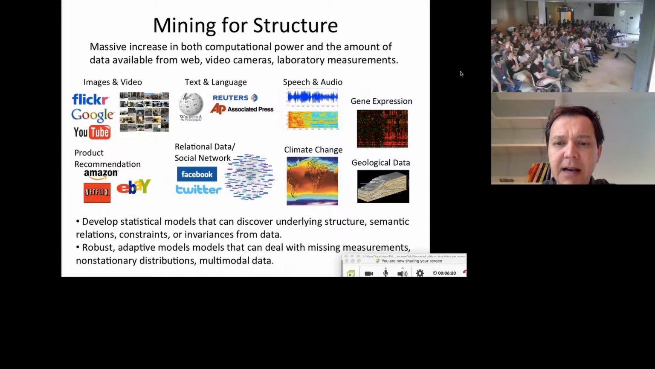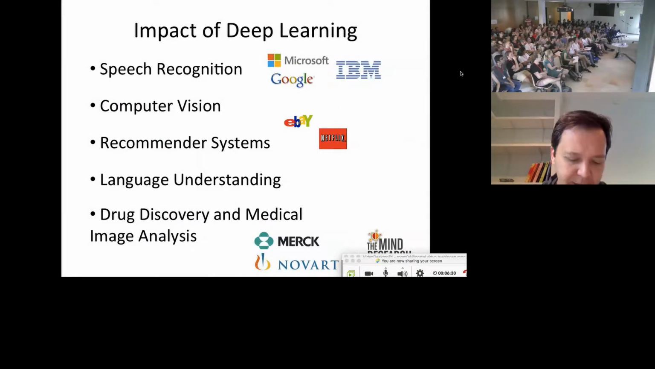And throughout this tutorial, I'm going to show you some of these examples. Let me just point out the impact of deep learning. It's actually been quite an amazing and very exciting development. If you look at the space of speech recognition, computer vision, even in recommender systems, and now even more, we start seeing deep learning applications in language understanding. In places like drug discovery and medical image analysis, it's another area that's exploding right now.